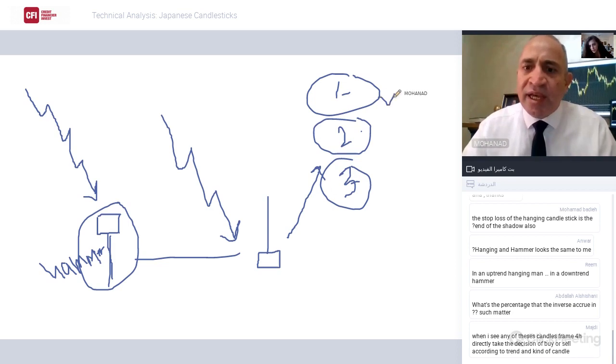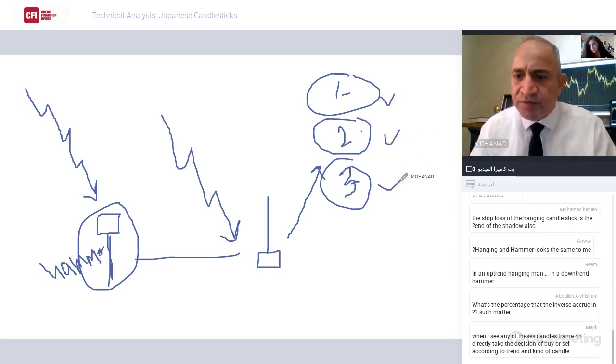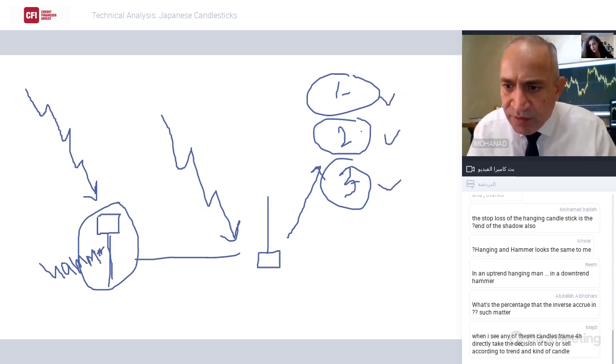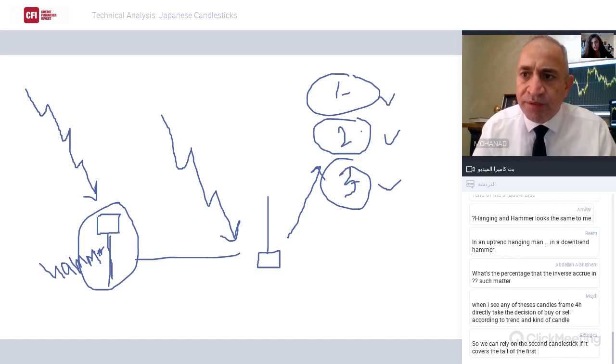Mr. Majdi, if you can listen now, Mr. Muhannad is saying what are the criteria to base your buying and selling decision on a 4-hour frame when you see such reversal candlesticks. So the first one, as Mr. Muhannad was saying, is the support and resistance. How close is this candle to the support or resistance? Please continue, Mr. Muhannad.